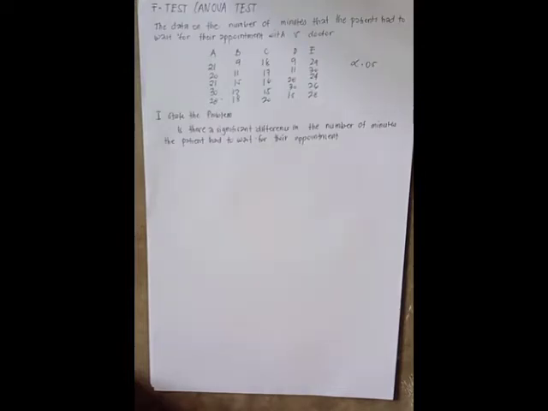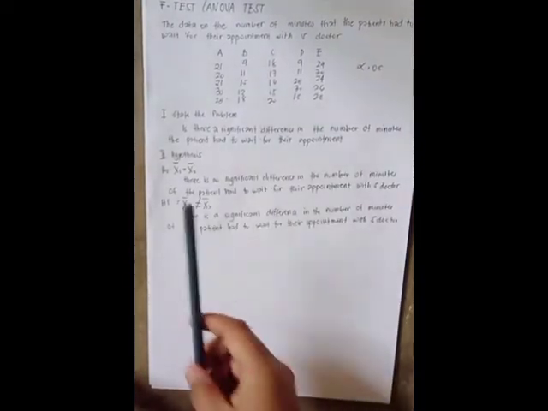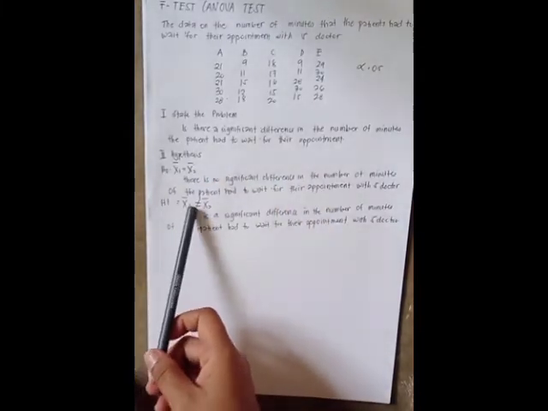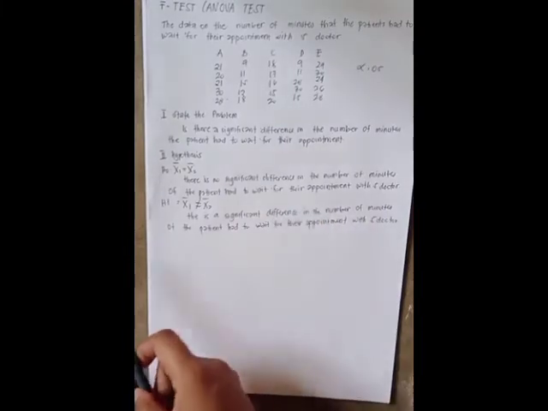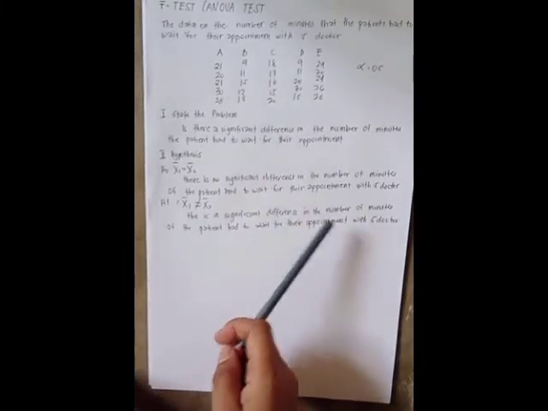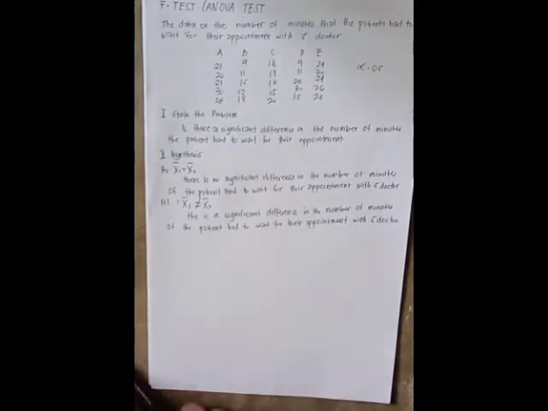Second is to write our hypotheses. So we have here 2 hypotheses. The first hypothesis is there is no significant difference in the number of minutes that the patient had to wait for the appointment with 5 doctors. And the second is there is a significant difference in the number of minutes that the patient had to wait for their appointment with 5 doctors.